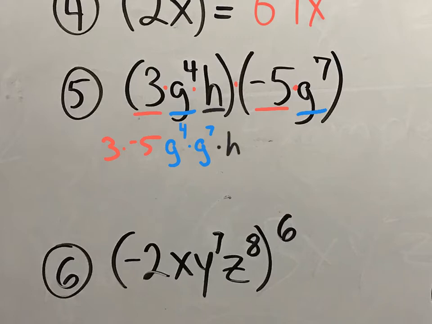And let's actually do the math. 3 times negative 5, negative 15. The G to the 4th times G to the 7th is what? G to the 28th? No, what is it? G to the 11. Power when you're multiplying with the same base, add the exponents. And then the H, you just bring it down. And that's your final answer. It looks ugly in red. 15 G to the 11 H.